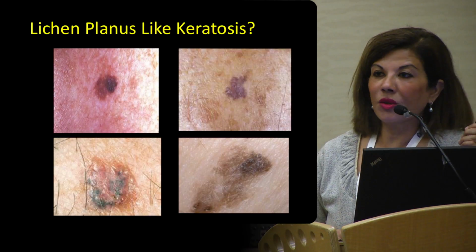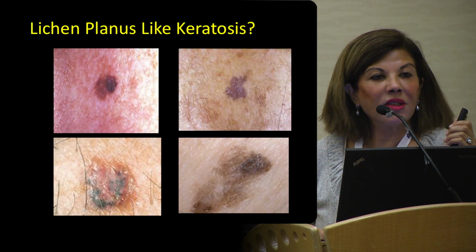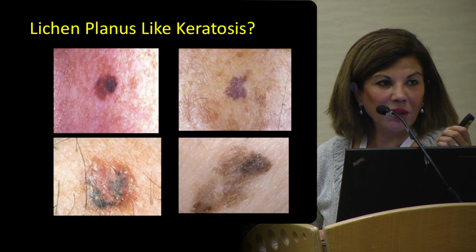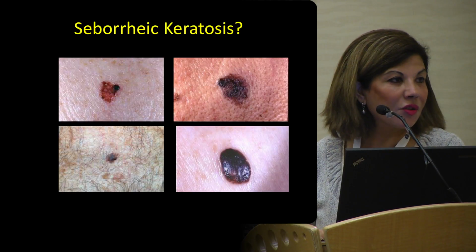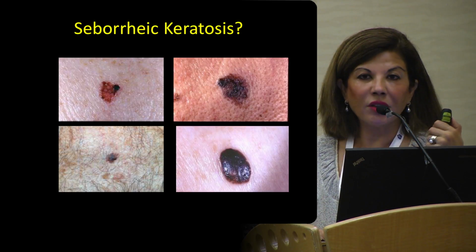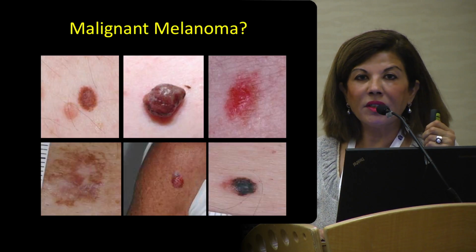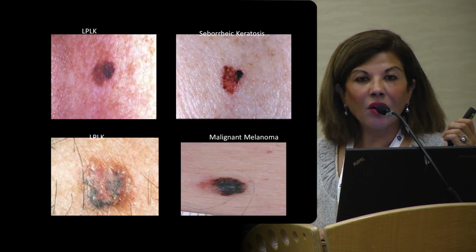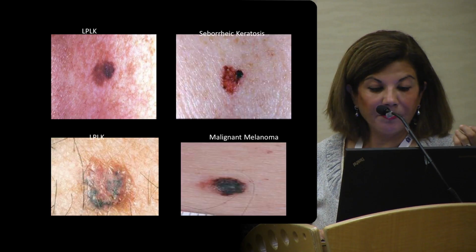Lichen planus-like keratosis. This is a completely benign condition, but if you were to apply your ABCD rule with your naked eye, you would probably diagnose this as a melanoma. What about seborrheic keratosis? Would you be concerned if you saw this lesion in your office? Malignant melanoma, if you were to apply your ABCD rule, you would probably diagnose this as a melanoma. And here are all of these lesions again. To me, they all look like melanomas.